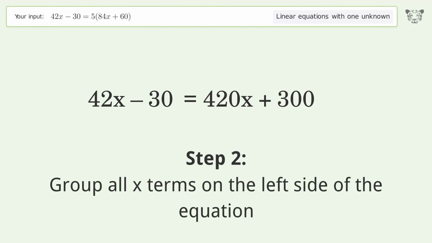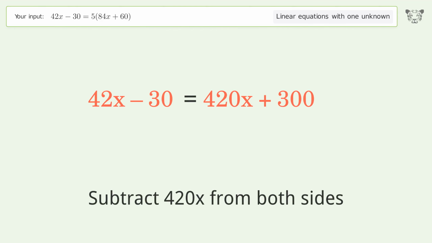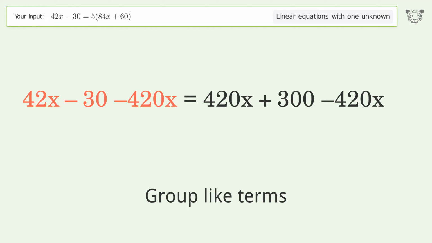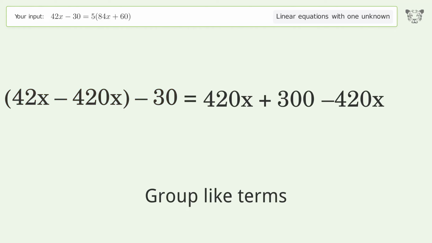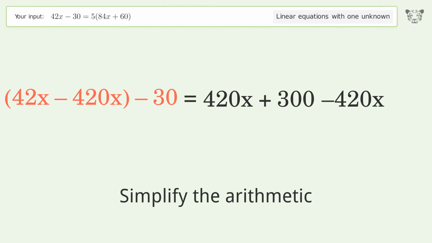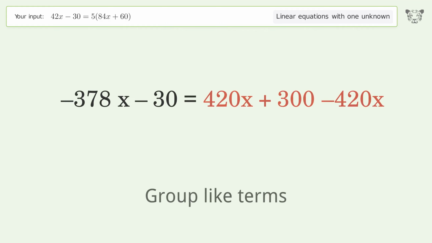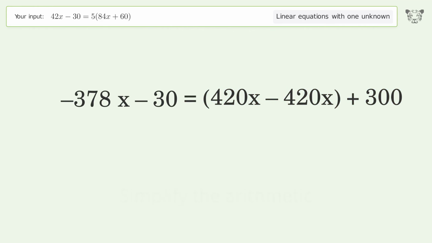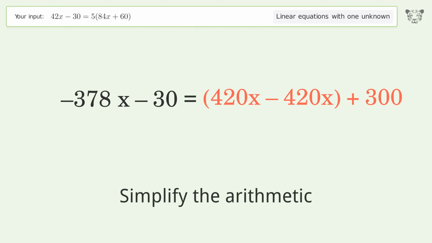Group all x terms on the left side of the equation. Subtract 420x from both sides. Group like terms. Simplify the arithmetic. Group like terms. Simplify the arithmetic.